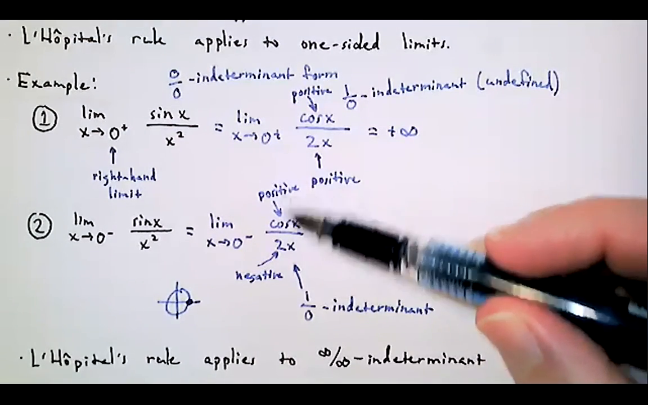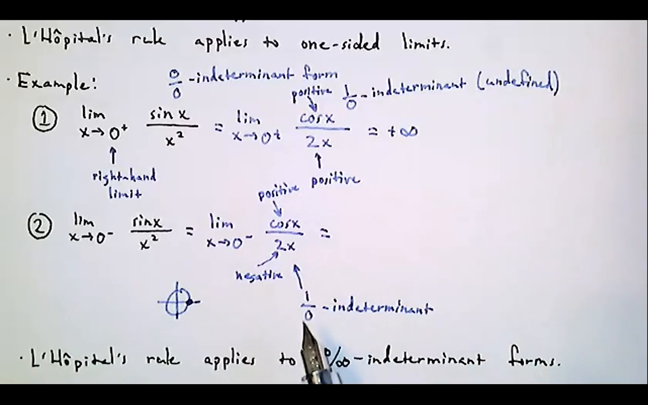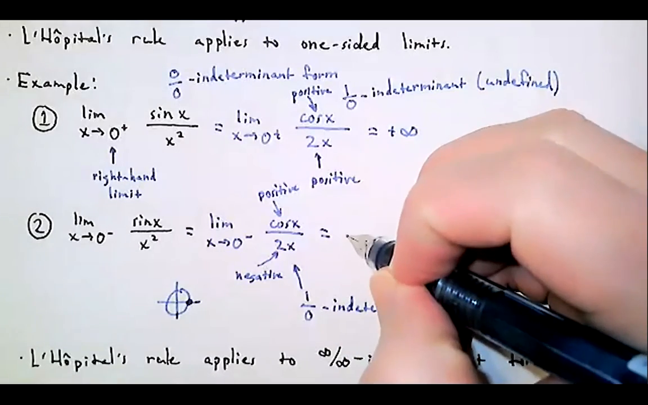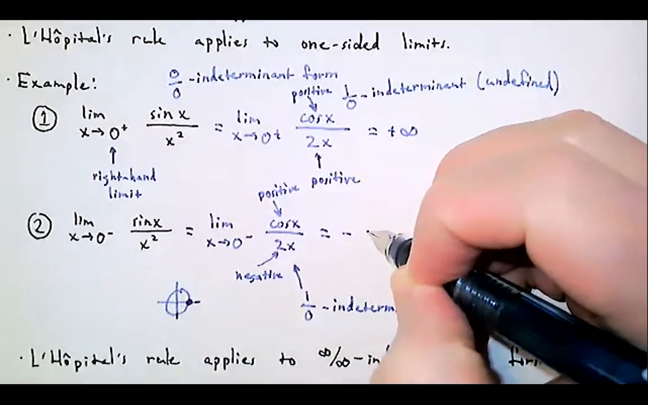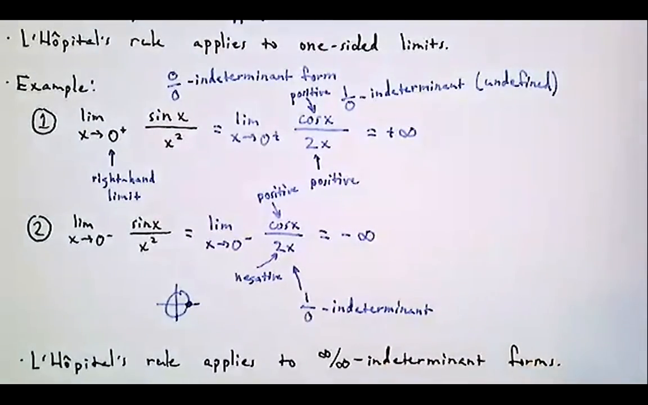When we divide a positive by a negative, we get a negative number, but we're also dividing by smaller and smaller numbers, so this is going to blow up to infinity. And in this case, negative infinity. Are there any questions over that idea?